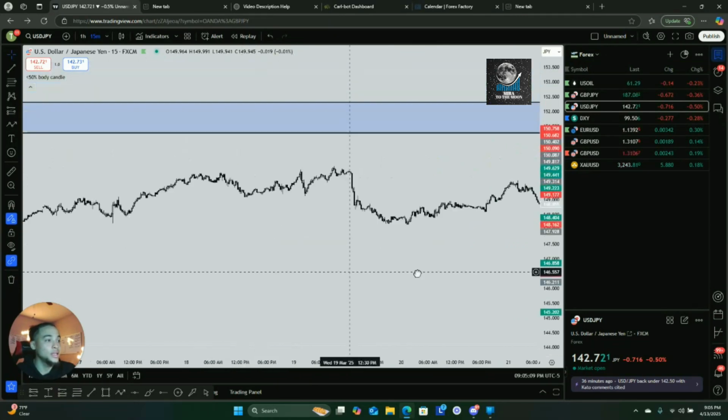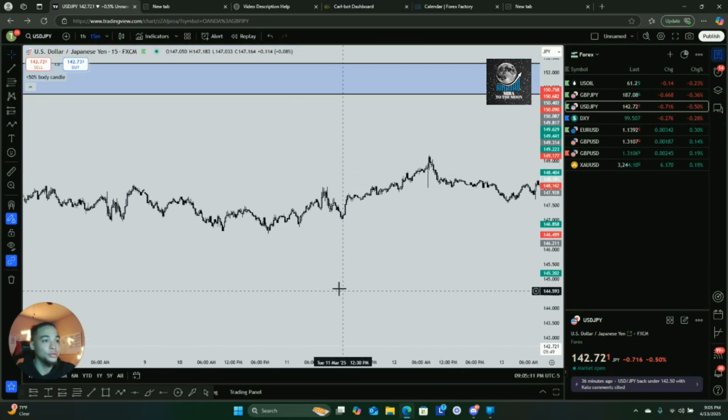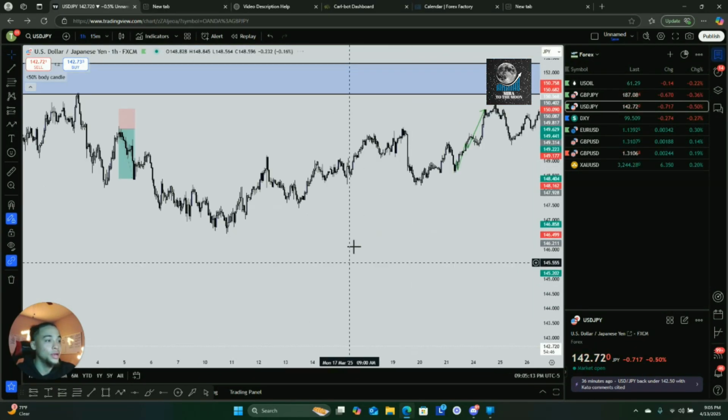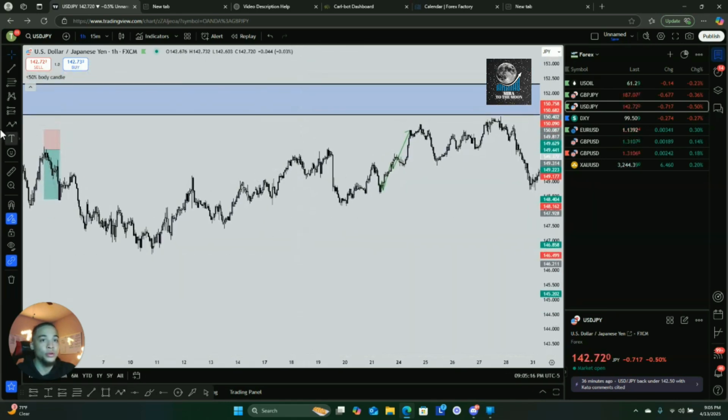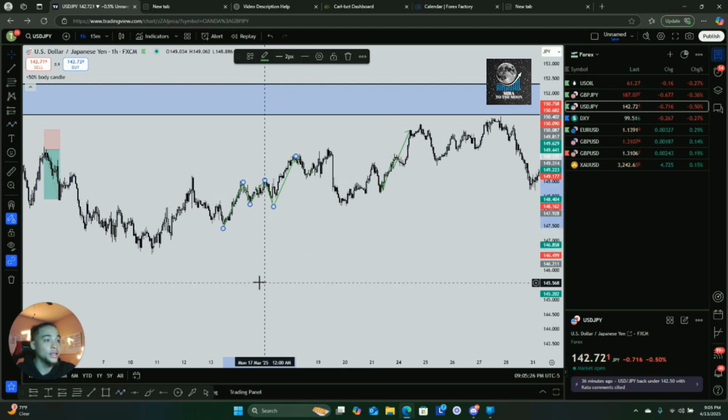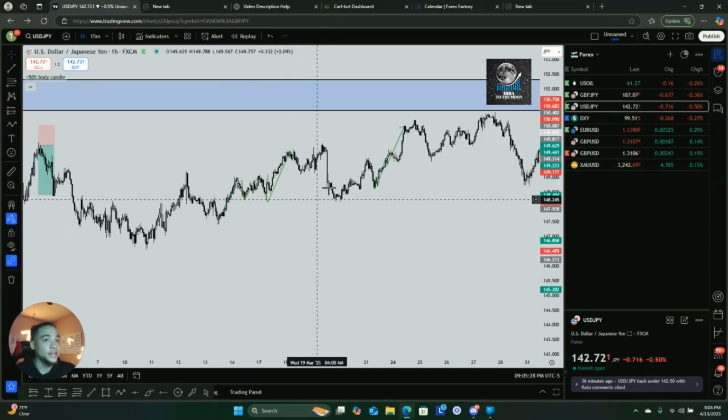Let me give you a cleaner example of a bullish trend real quick. Let's drop up to the 1 hour time frame. Perfect. So we have a low, then a high, then a higher low, then a higher high, then a higher low, and then another higher high. That, as you can see, guys, is a bullish trend.